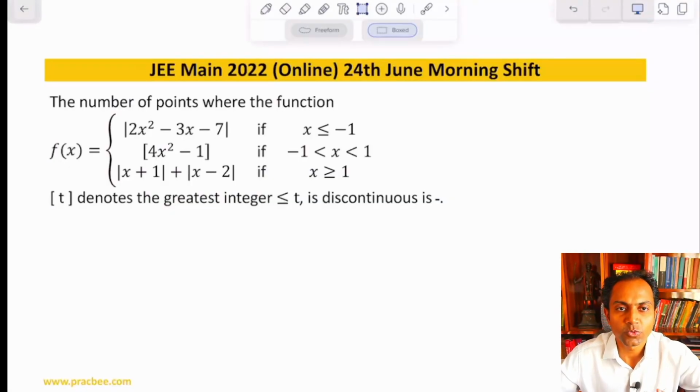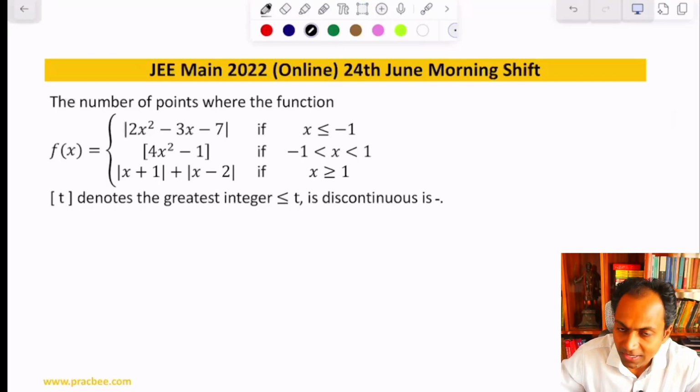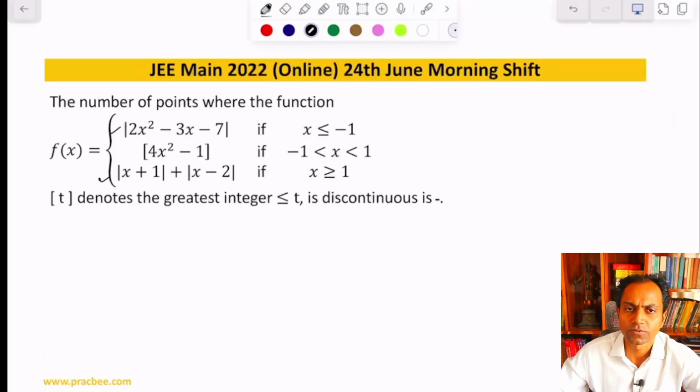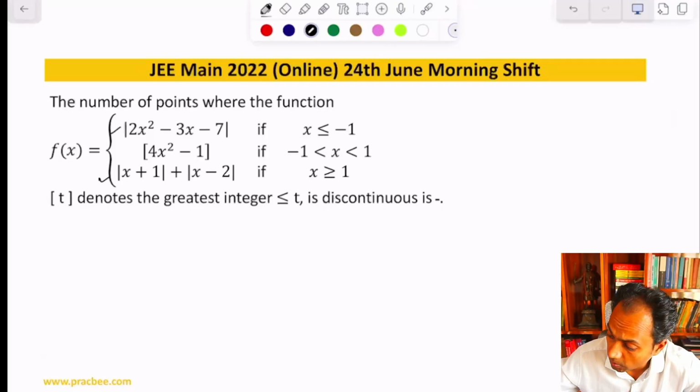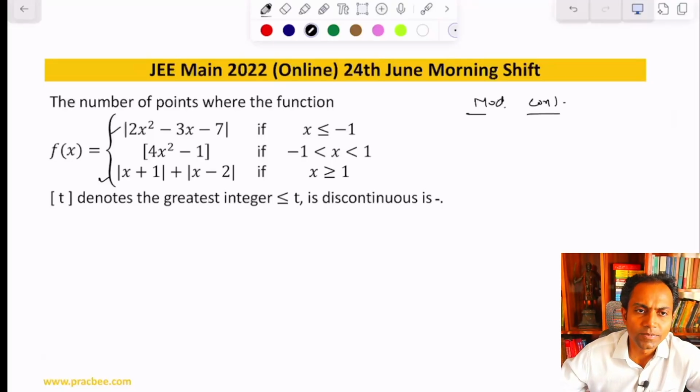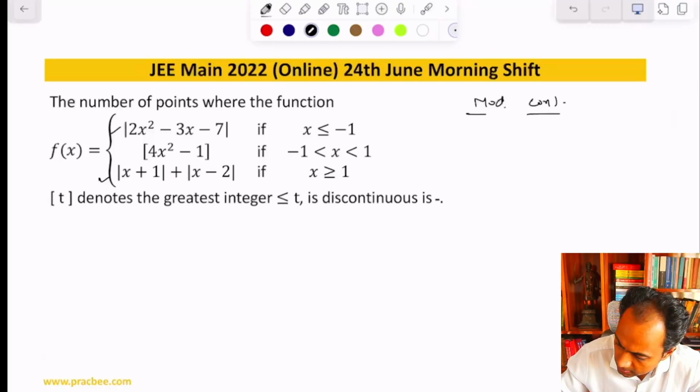If I look into this 2020 question, the interesting part is that the first and the last functions are both modulus functions, and we know that modulus functions are always continuous. So what that means is, I do not need to check for continuity for either of these functions independently. What I need to worry about is how I am going to interpret this middle part. So now let us start with that.